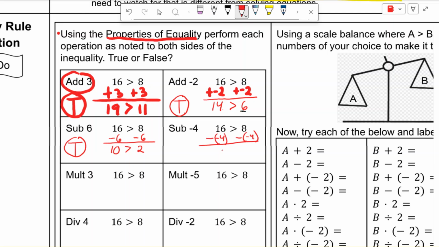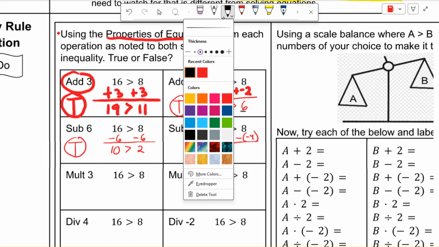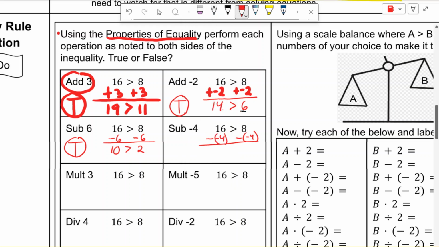Okay, to subtract a negative, it's very confusing. So what we're going to do is use additive inverse on both sides. Additive inverse makes the hard problem easier. 16 plus 4 is 20, and 8 plus 4 is 12. Is it still true that 20 is greater than 12? Sure is. Another true statement.